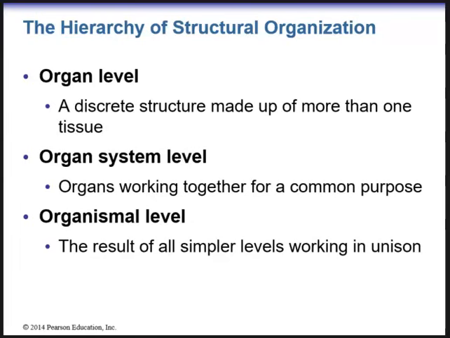Next, we have the organ system level. We have a bunch of organs working together for a common purpose. An organ system is a unified group of organs and tissues that will perform a specific function. Examples of the different systems include the cardiovascular system, the respiratory system, and the digestive system. So we have a bunch of different organs working together to perform a common goal.